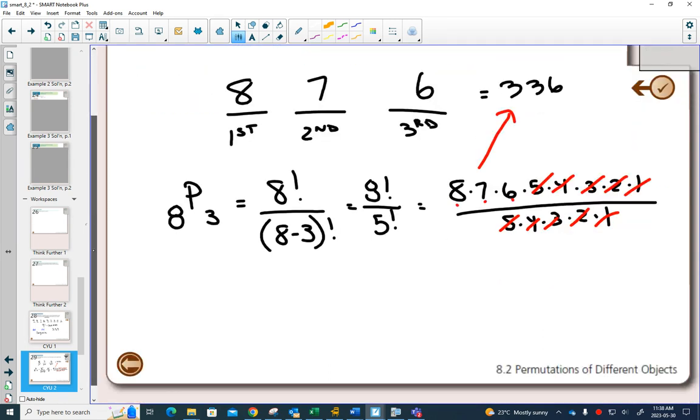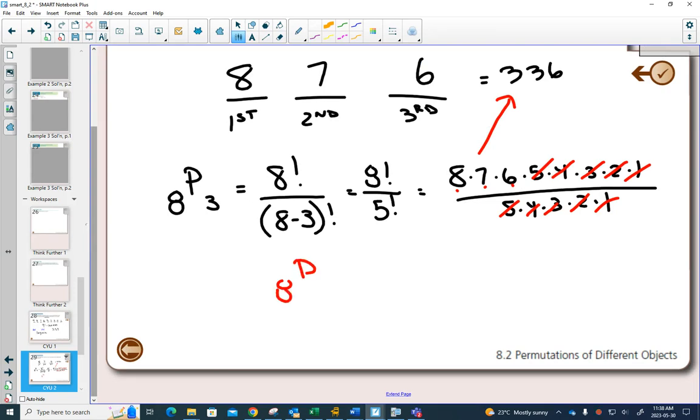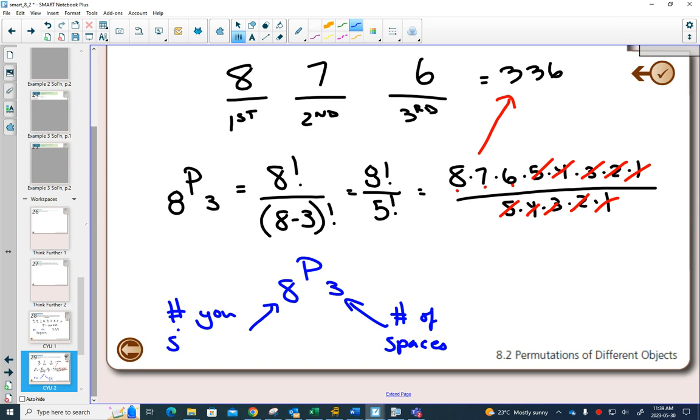So sometimes what we see with this number in the permutation formula is always related to the fundamental counting principle, and that number is always the number of spaces. Right? We have 3 spaces. 8P3 has 3 spaces. And this is always the number you start with and go down by 1 each time. So we have 3 spaces starting with 8: 8, 7, 6.